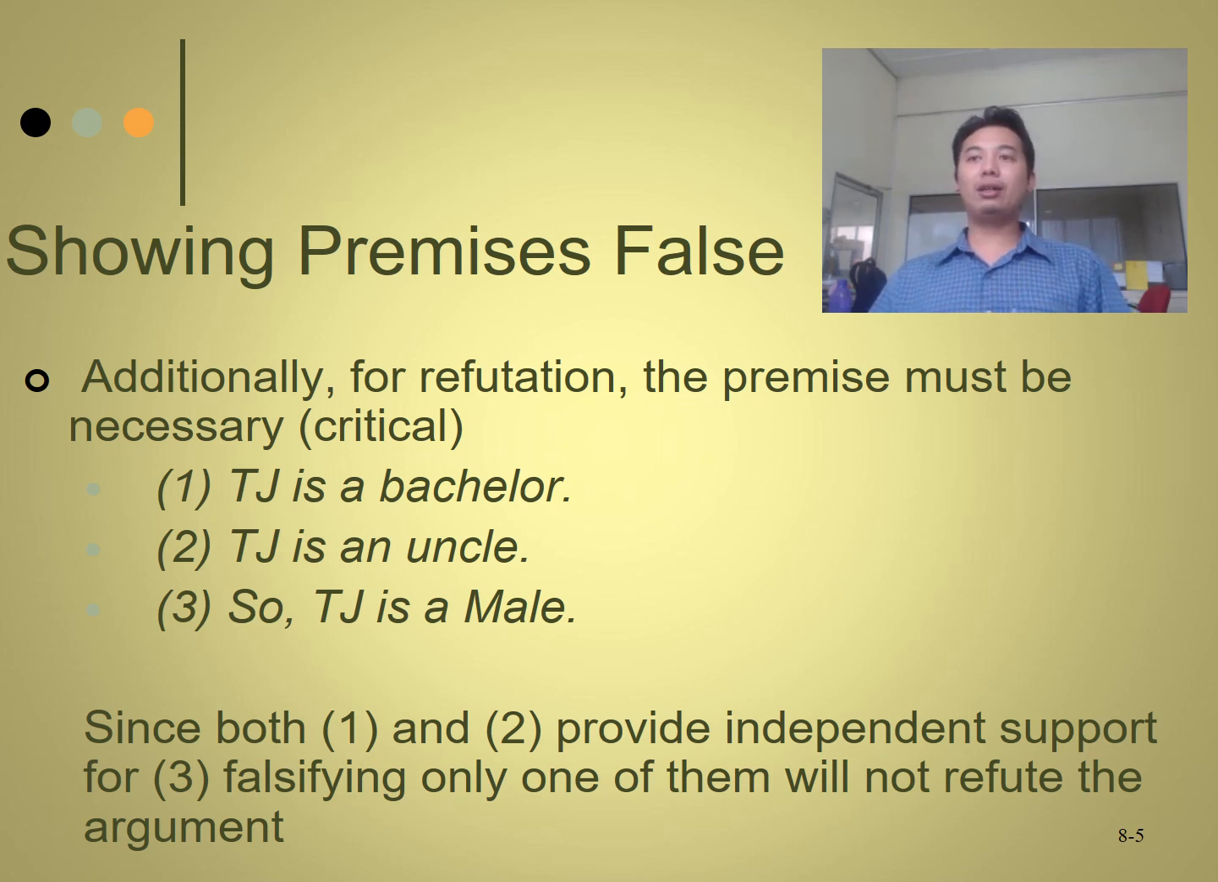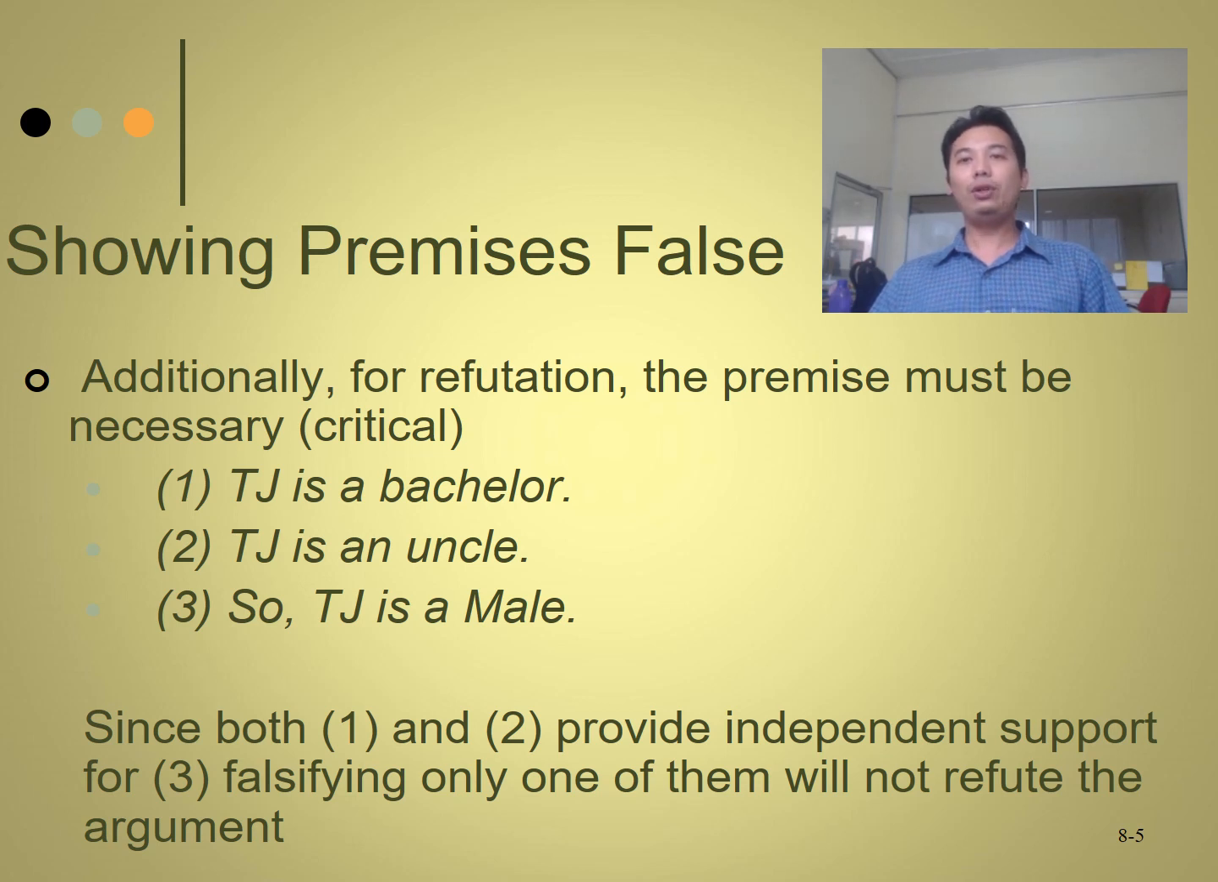Now, there are also instances whereby premises are not really interrelated with each other, whereby if we ignore one premise, we can still accept the other premise as showing the conclusion as being true. For example, if you look at this example, right, TJ is a bachelor, TJ is an uncle, so TJ is a male. So number 3 is definitely going to be the conclusion. Number 1 and 2 would be the premises.